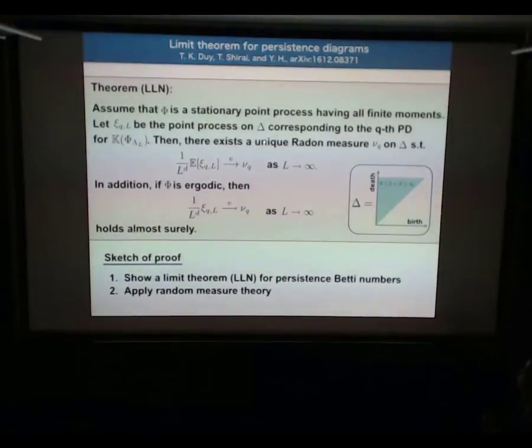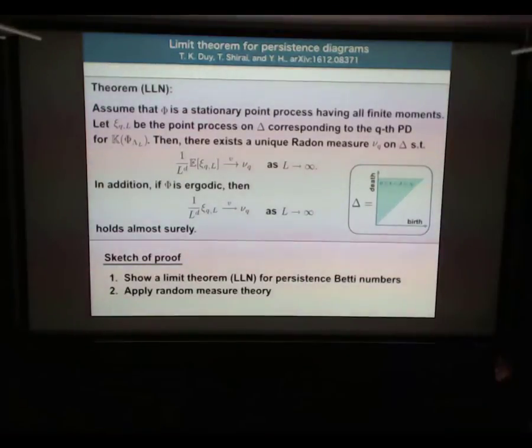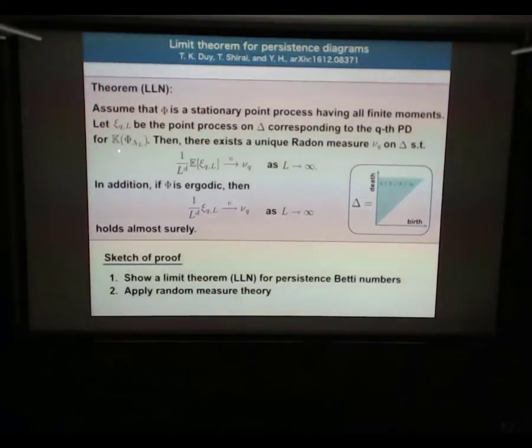Let me remark several things. First, Delta is just a half plane above the diagonal, on which we usually define the persistence diagram. And here, Xi, as I briefly mentioned before, persistence diagram is defined by the multi-set of points on Delta. So it can be regarded as a counting measure, a sum of Dirac measures. So in this sense, a persistence diagram computed on some random object can be regarded as a point process on Delta, and Xi means that notation. And our geometric model K, which I will explain in more detail later, includes a Čech filtration and a Rips filtration, standard models. I will explain that later.